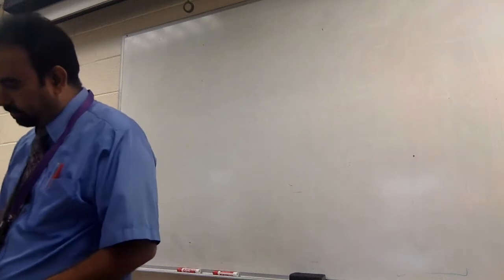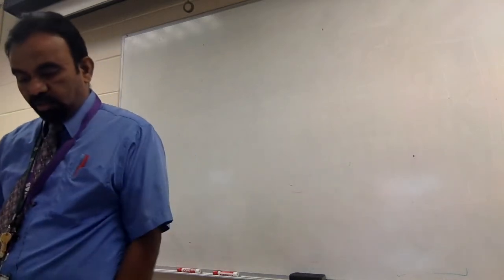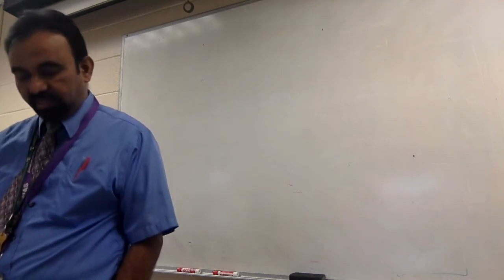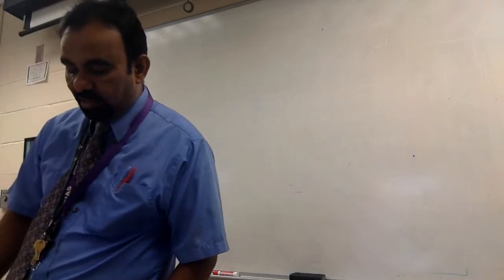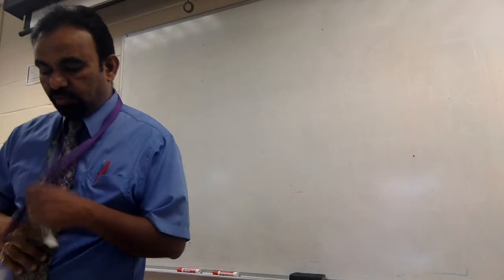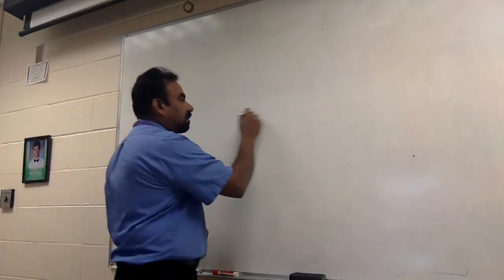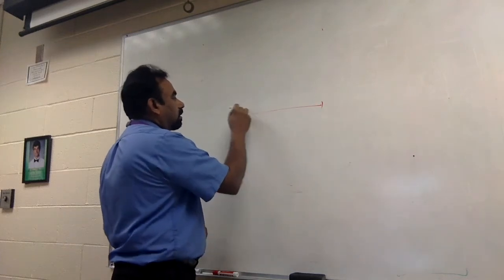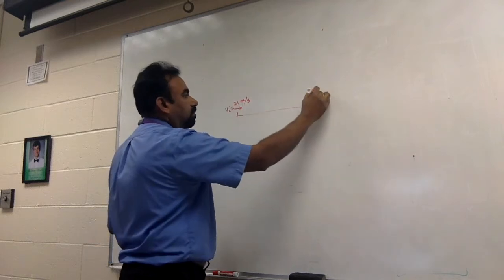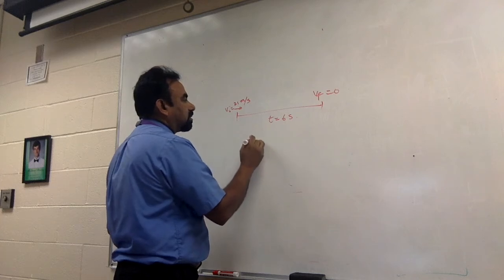Next question. A car slows down uniformly from a speed of 21 meters per second to rest in 6 seconds. How far did it travel in that time? From 21 meters per second, which is initial, to final of 0 in a time of 6 seconds. The question is how far?